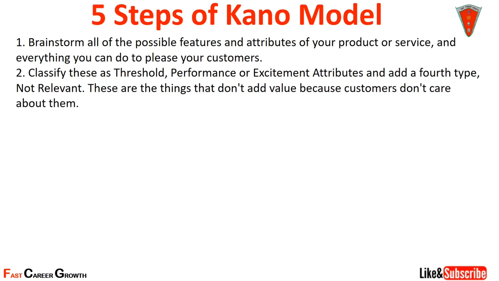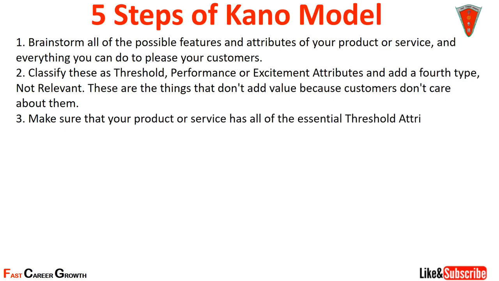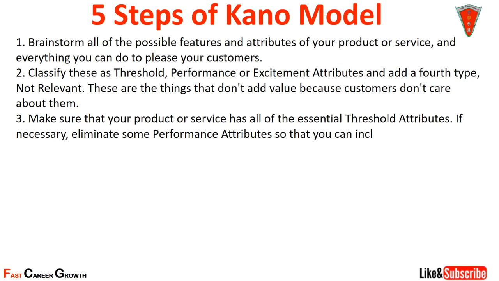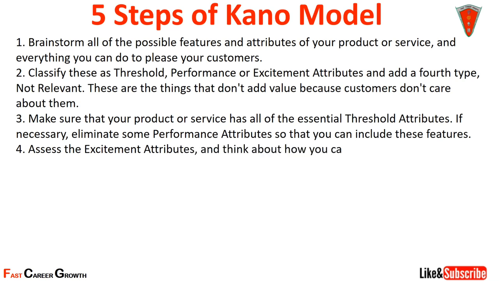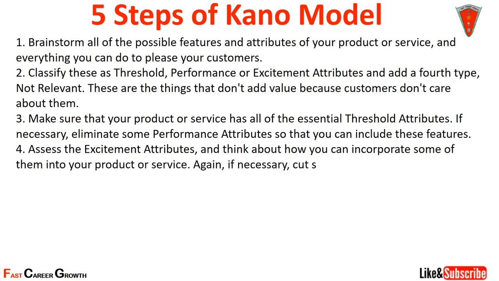What is the third one? Make sure that your product or service has all of the essential threshold attributes. If necessary, eliminate some of the performance attributes so that you can include these features. What is next? Assess the client excitement attributes and think about how you can incorporate some of them into your product or service. Again, if necessary, cut some performance attributes so that you can afford to invest in your excitement attribute.